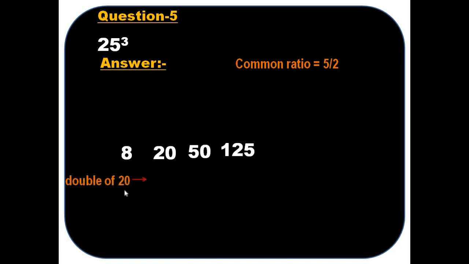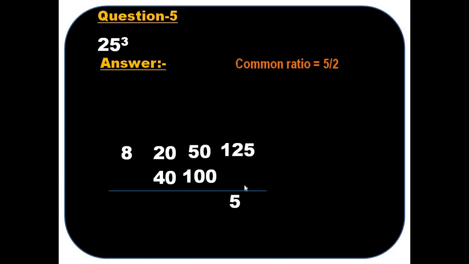Now what is the double of 20? It is 40. Double of 50, it is 100. Now just add these two rows. The first column is 125, sum is 5 and the remainder is 12. Now adding these two, 100 plus 50, 150 plus 12, 162, the remainder is 16. Now adding these two, 40 plus 20, that is 60, plus 16, 76, the remainder is 7.